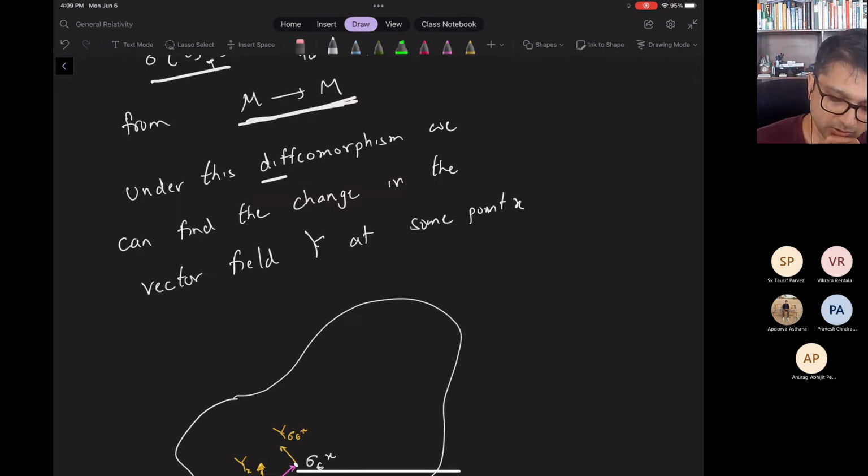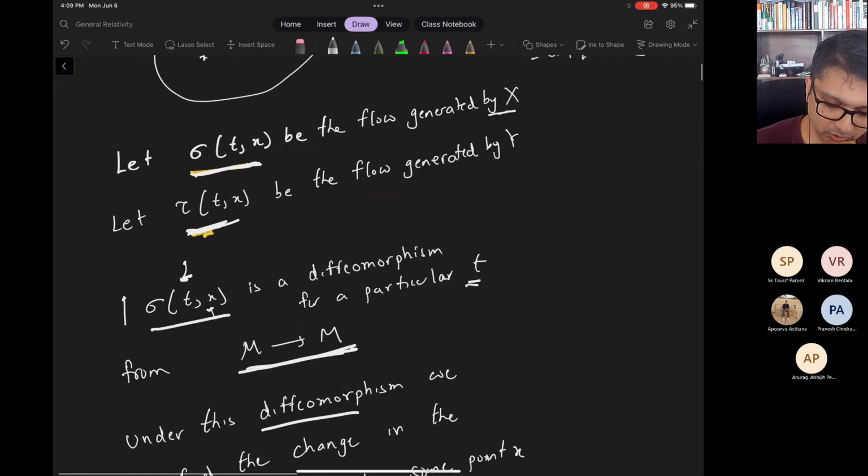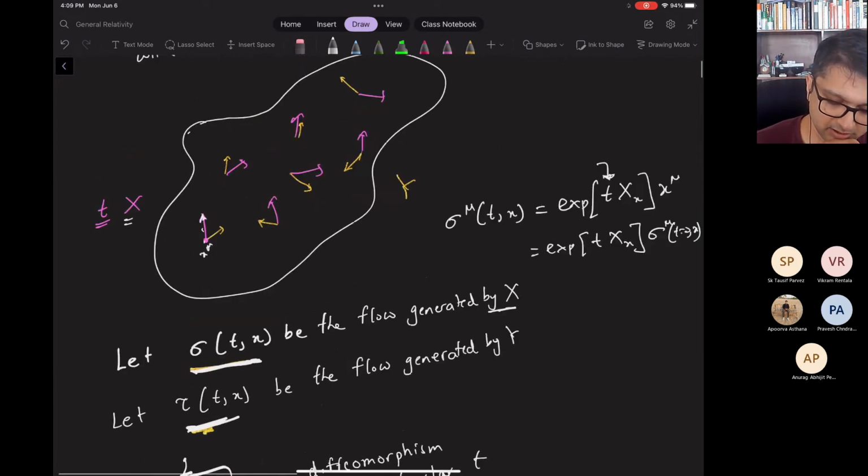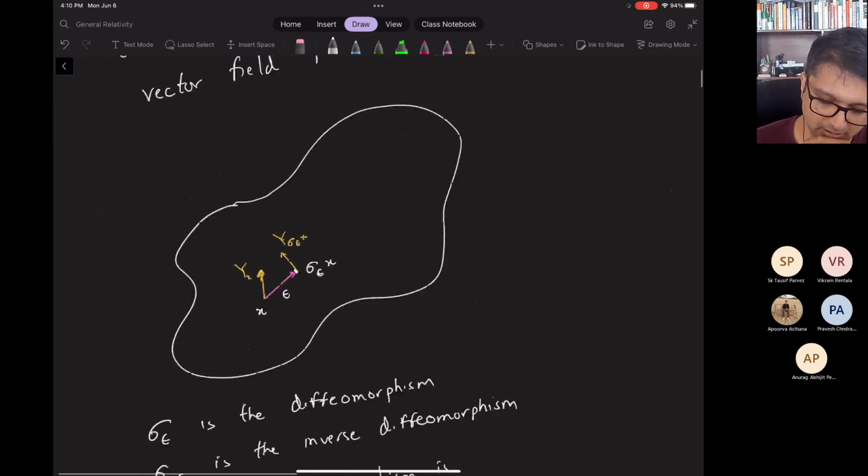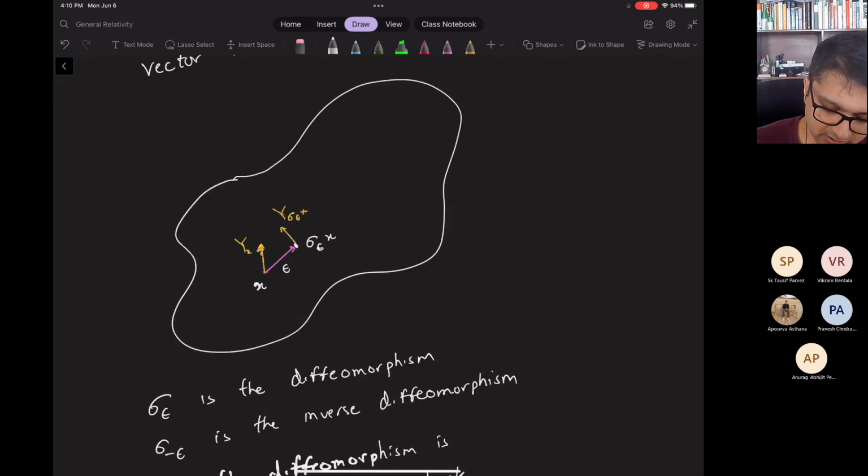Okay, so what we can do is we can consider the flow due to the field X. And when we flow due to X, we can now compare what happens to the change in the vector field Y as we flow along X. Okay, so here's the idea. So let's imagine that we're at the point x. This is the element of X, capital X, at the point small x.